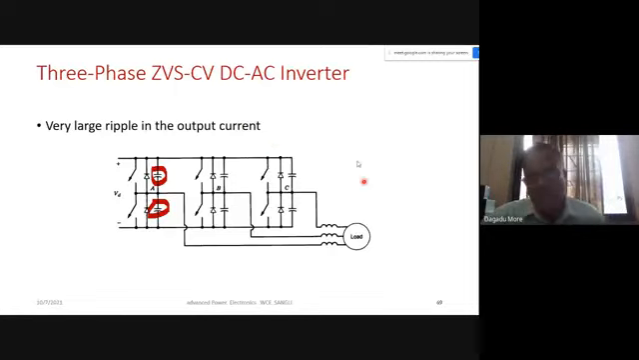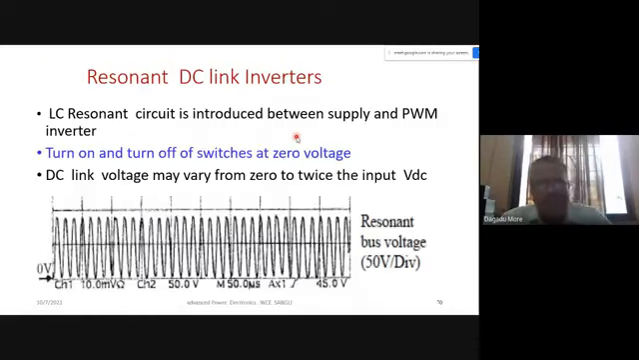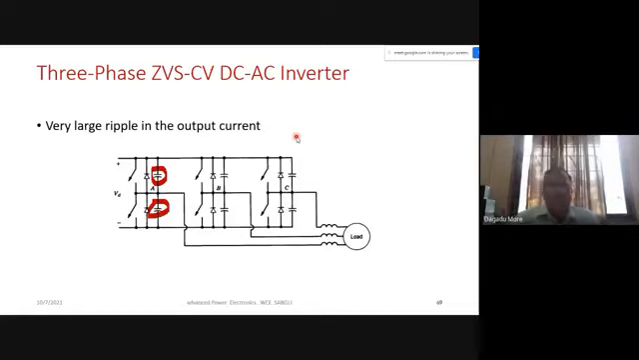So here we can use a three-phase ZVS CV DC to AC inverter, a conventional VSI, but we have to put an additional capacitor across each device. That is what is required. But one drawback is that we have a very large ripple in the output current. So this was our second topology, the resonant switch converters, which we have completed. Any question on resonant switch converters?